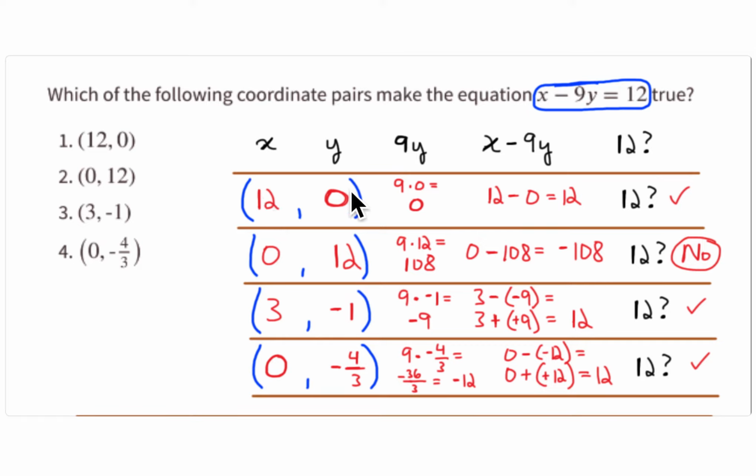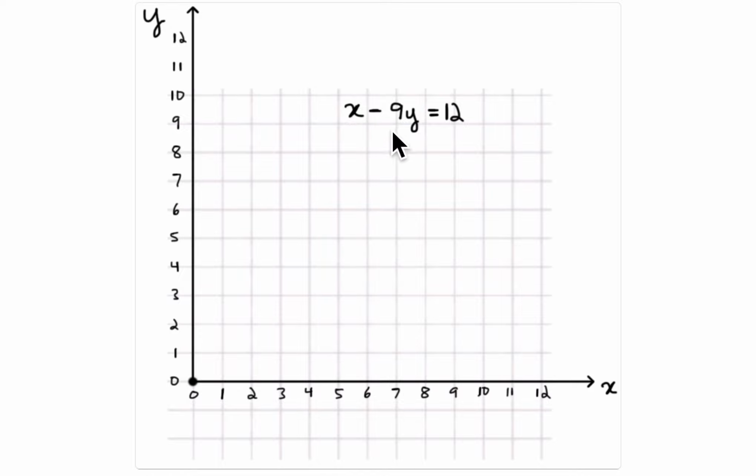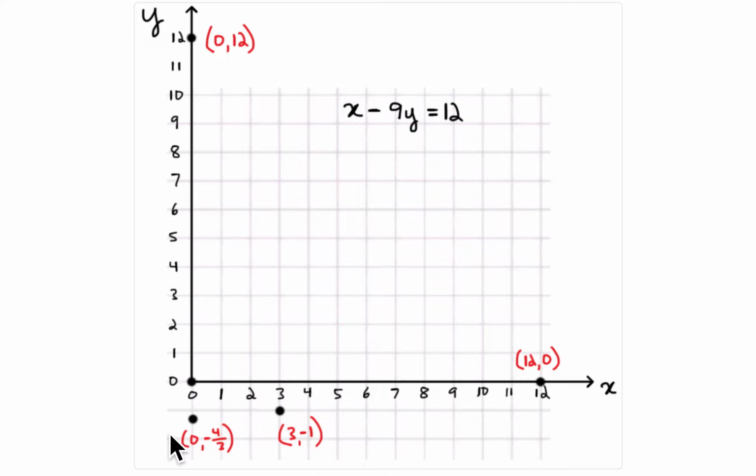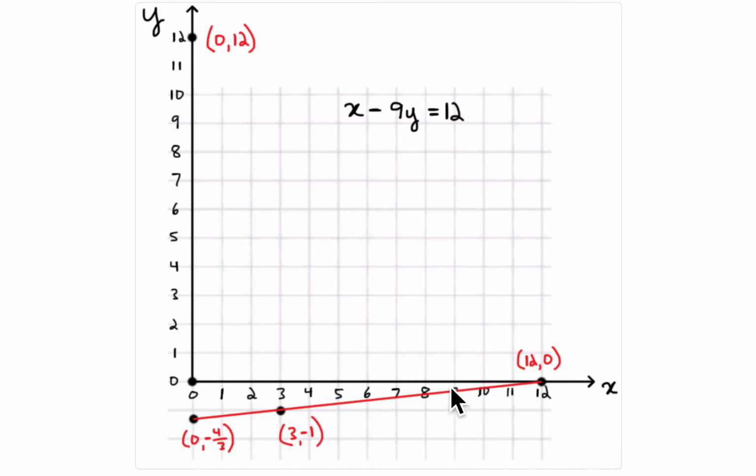So I'm going to graph these, and I'm going to treat these as coordinate pairs. These are the x-coordinates, and these are the y-coordinates. So here's the equation, and here are the 4 points. And you see that these 3 points are on the line for this equation. So this equation is this line right here.